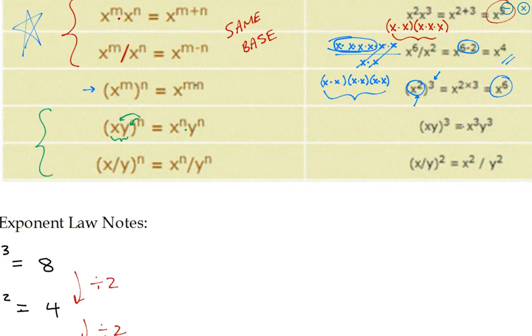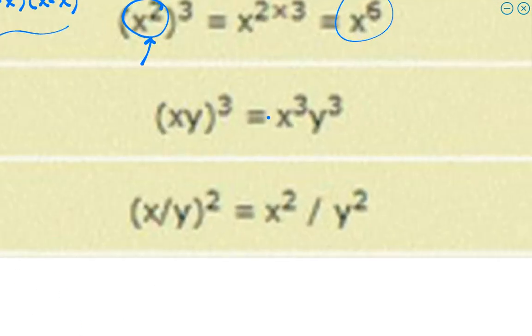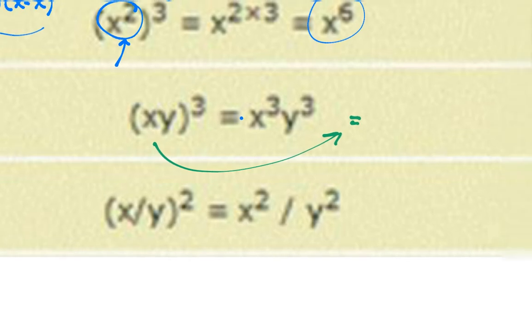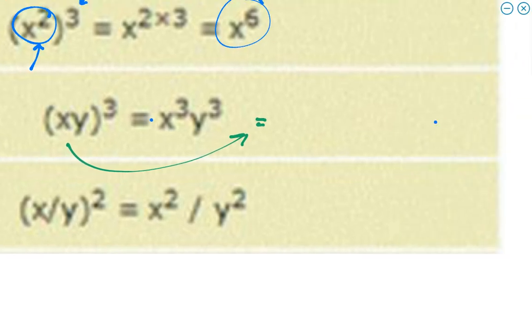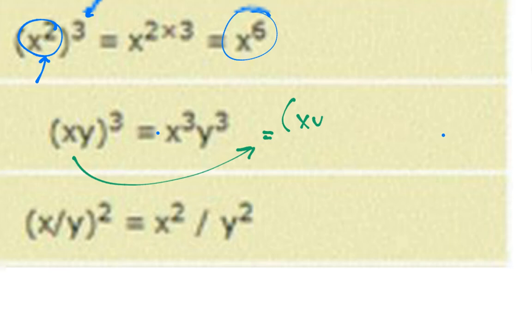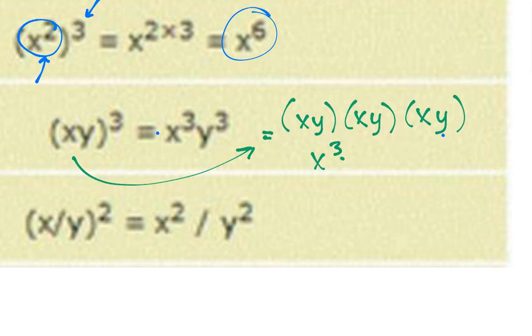Let's look at those examples. The product xy cubed is x cubed y cubed. If we were to expand this one, doing what we did just before, you would have to cube xy. That means you got to write xy 3 times. Count up the x's, there's 3 of them. Count up the y's, there's 3 of them.